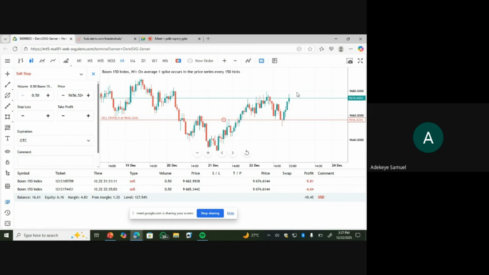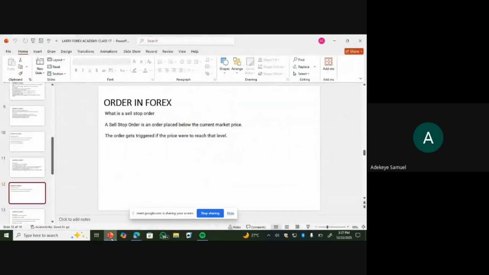So that means we join the sellers at that level. That is the purpose of sell stop, just to make a sell opportunity so that you make a lot of profits, as probably the market sells more. All right, so that is how sell stop works. So the order gets triggered if the price were to reach that level.